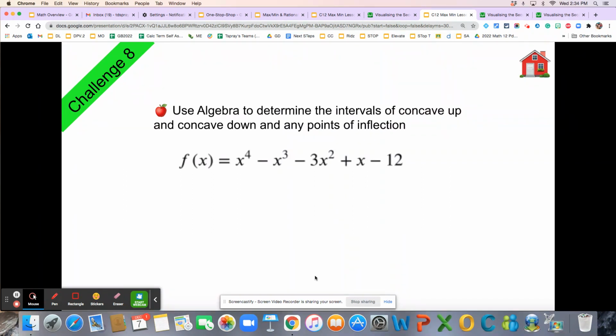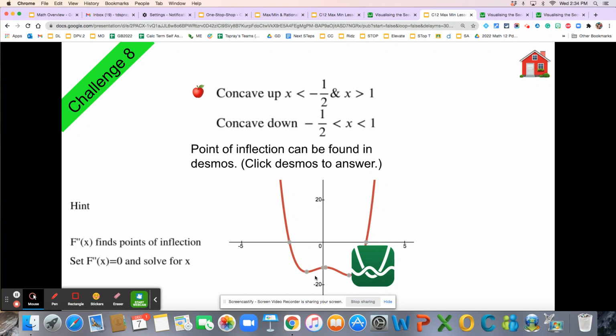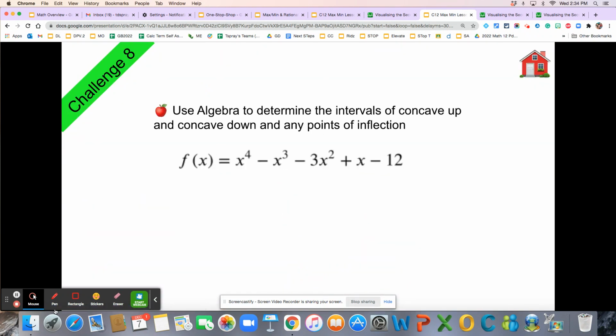Okay, welcome back. So what we're going to do to start off with is look at the algebra. Oh, I did not do the algebra here. Okay, so I'll do it over here for us. If we're trying to find the intervals of concave up and concave down, the very first thing I would do is do a quick sketch of it.